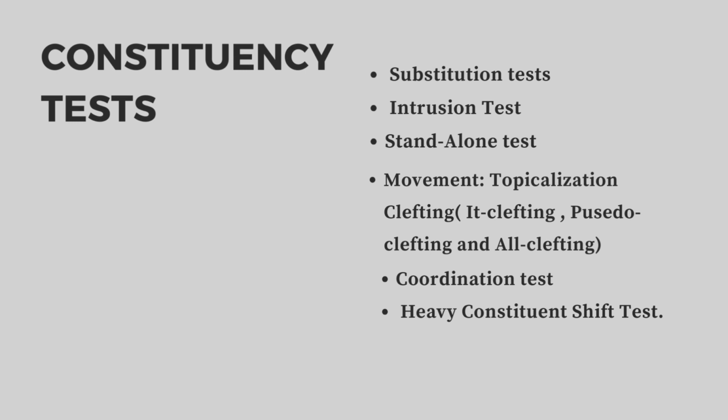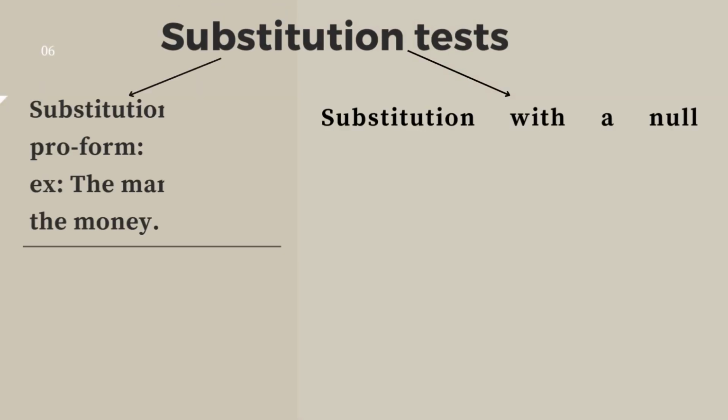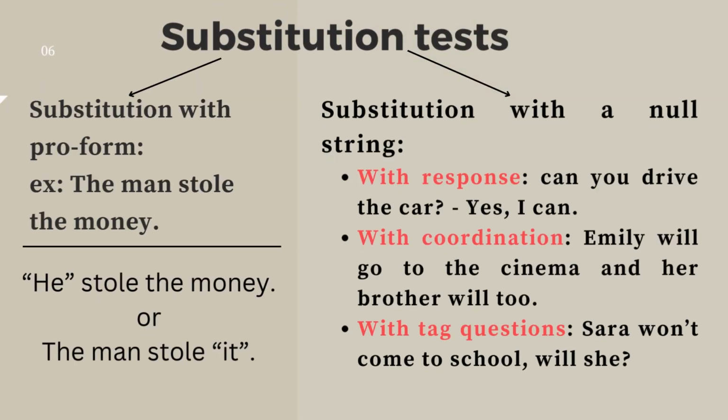Let's move to the constituency tests. There are certain tests that can be done to determine whether any set of words in a sentence is a constituent. In this video, we are going to discuss some of them. First type, substitution tests. The substitution test has two types. First type, substitution with a proform. In this test, a constituent can be replaced with its appropriate proform.